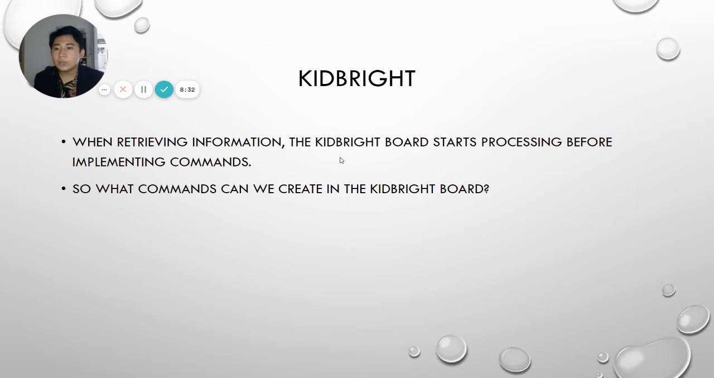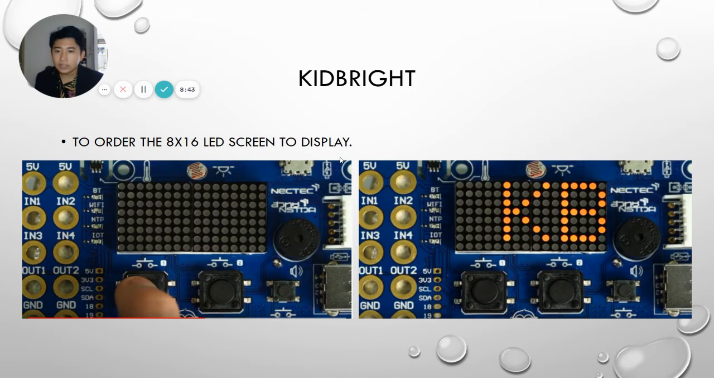So KidBright, when retrieving information, the KidBright board starts processing before implementing commands, okay? So what commands can we create in the KidBright board? We can order the 8x16 LED screen. We also have this LED screen here to display something. Okay, you see this is the empty LED screen. And here we display the letter K and B for KidBright, right?